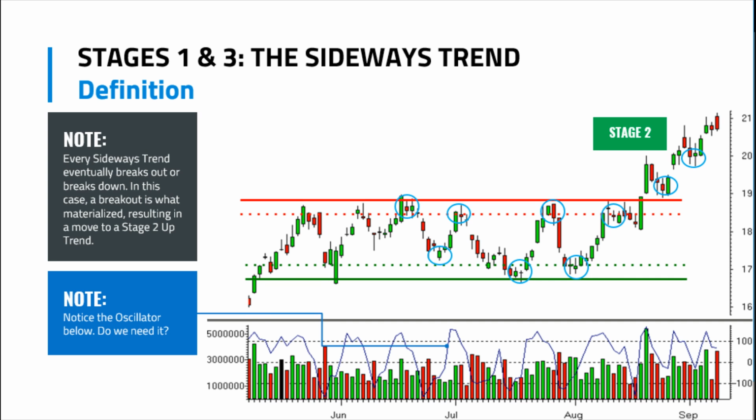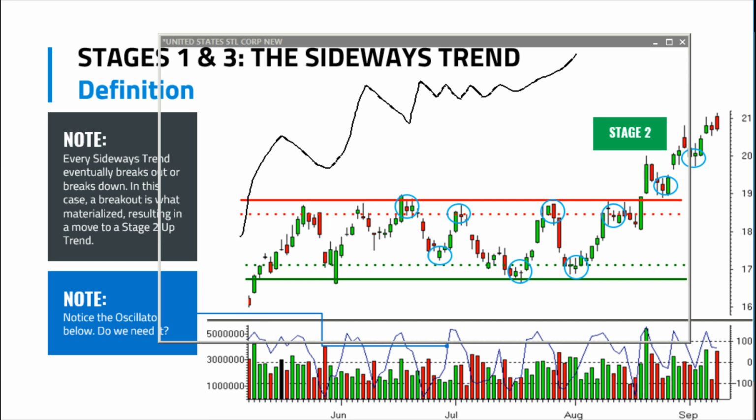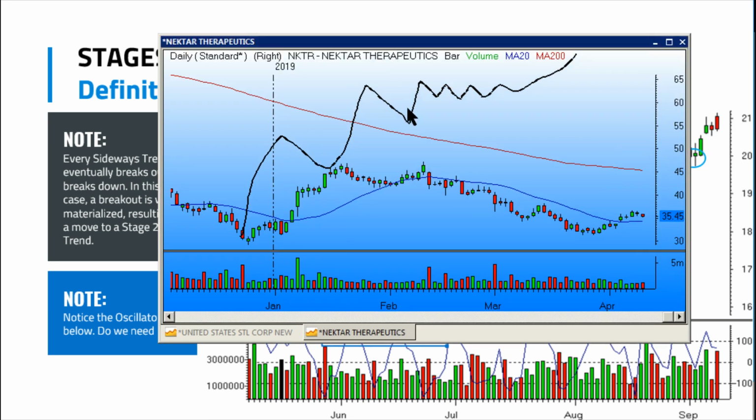So this must have been a stage 1, not a stage 3, because if it was a stage 3, it would have rolled over. The fact that it eventually broke out was probably stage 1. Or it was already in an uptrend and just went sideways for a while, and then eventually broke out. Kind of like Boeing.